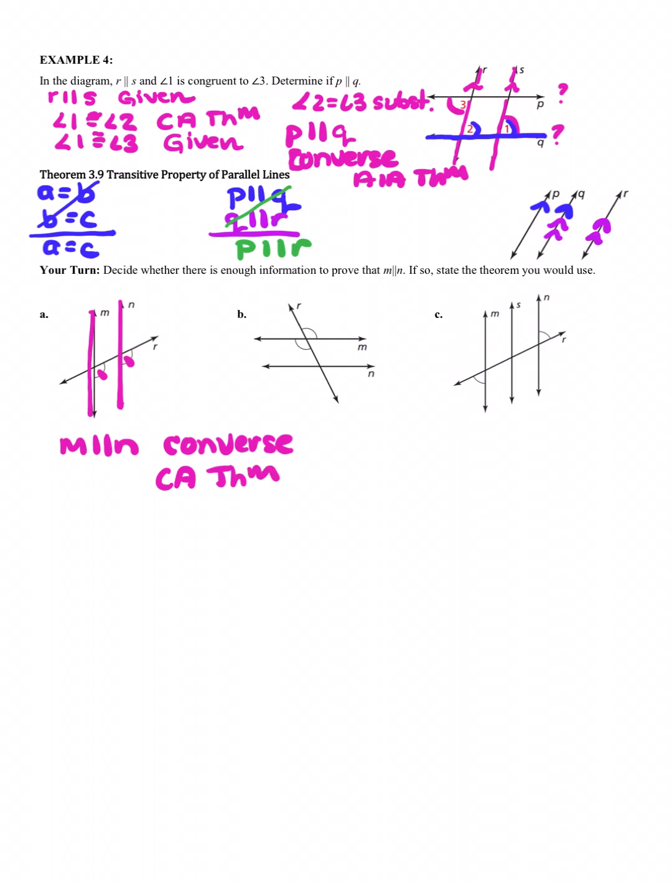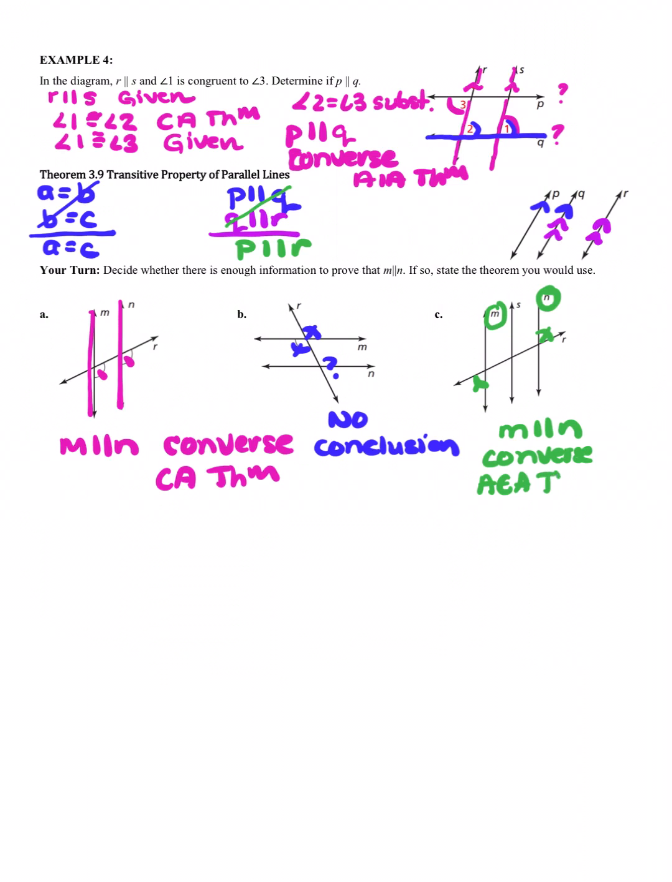In example B, you are given vertical angles, but nothing down here, so there's no conclusion. We don't have any alternate interior, corresponding, any of our relationships on that one. And here, since what we're trying to figure out is whether M is parallel to N, we can pretty much just ignore S. So these two angles that are marked as congruent are alternate exterior. So we know M is parallel to N by the converse of the AEA theorem.